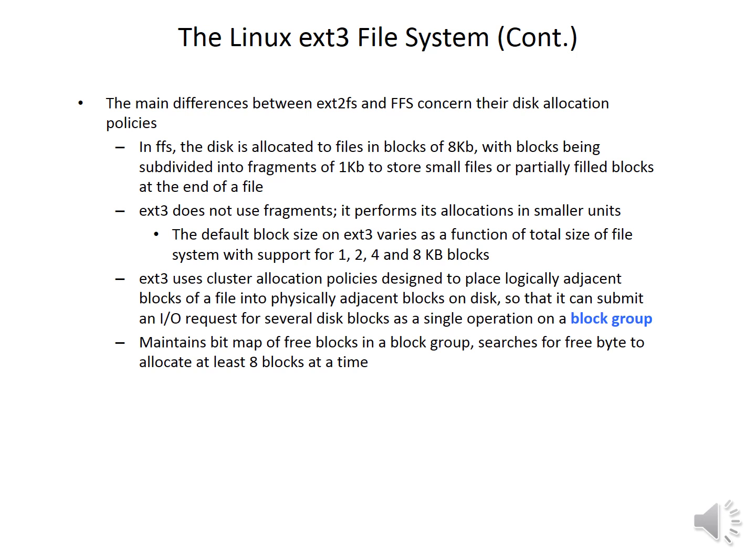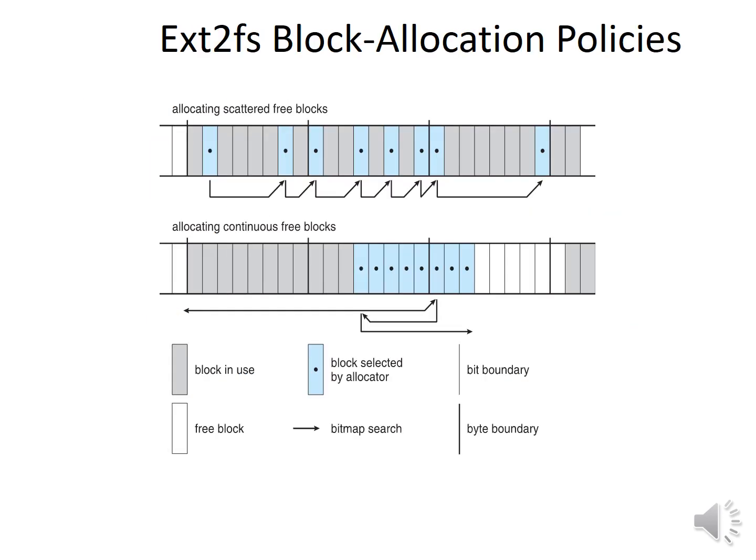It has a block group. The default block size of ext3 varies as a function of the total size of the system. It supports 1, 2, 4 and 8 KB blocks. ext2fs block allocation: allocating scattered free blocks, allocating contiguous free blocks. The blocks in blue color will be blocks selected by the allocator. The ash color blocks will be in use. The white color will be free blocks. It is a bit binary, and a bitmap search will be in the relation.